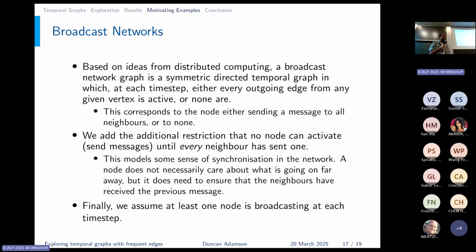For tie breaking, we are going to assume that if two nodes send a message at the same time step, they know that they can go ahead with the next time step.